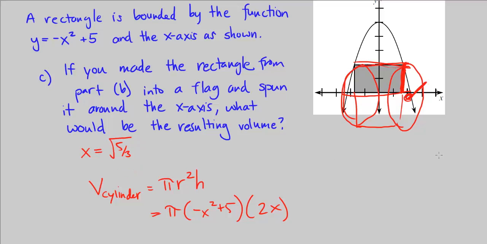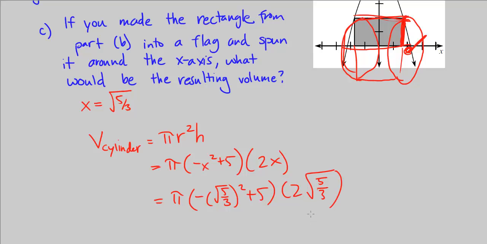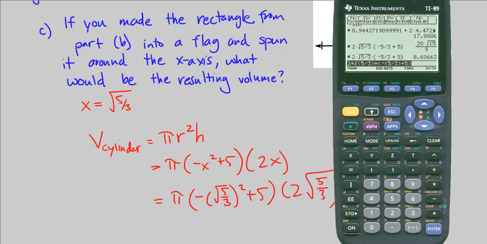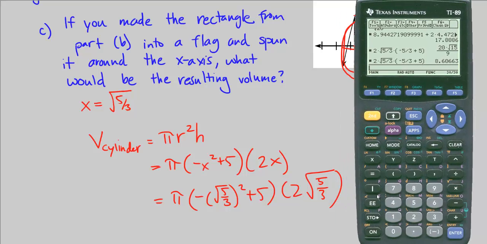And we know x is square root of 5 over 3, so to find the volume of the cylinder we get pi times negative square root of 5 over 3 squared plus 5 times 2 times square root of 5 over 3. Right? So let's plug this into our calculators, and that's going to give us the volume of the cylinder created.